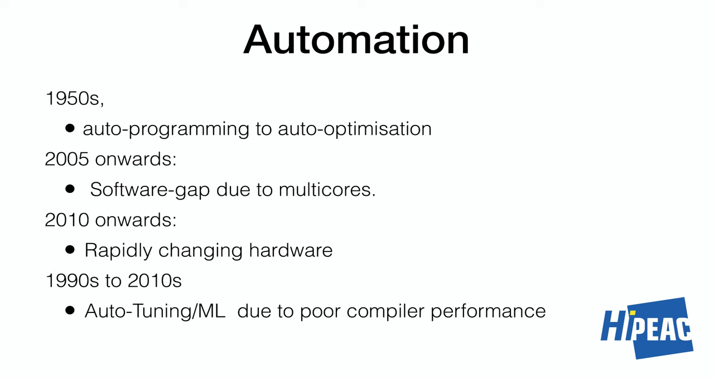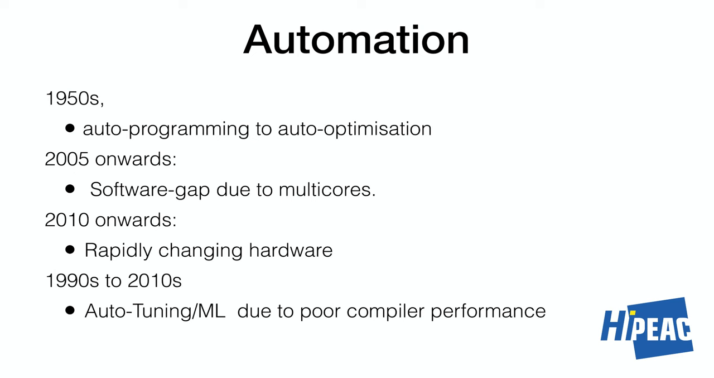What we found is that from 2005 onwards the software gap started to appear. Because now we had multi-cores, and it doesn't matter how clever your hardware is, it can't make software parallel. It needs some compiler support. So suddenly we were back in the game in 2005. From 2010 onwards, we see all these rapidly changing hardware accelerators, so suddenly we're really, really important. So the 1950s was a great time, and from 2005 onwards we're getting more important. So what happens in the middle? Well, in the 1990s to the 2010s, in actual fact, compilers decided to move away from their traditional role and started to say, hey, actually, there's some performance we're missing out there.